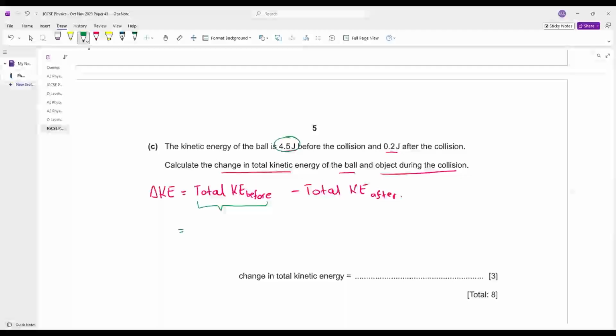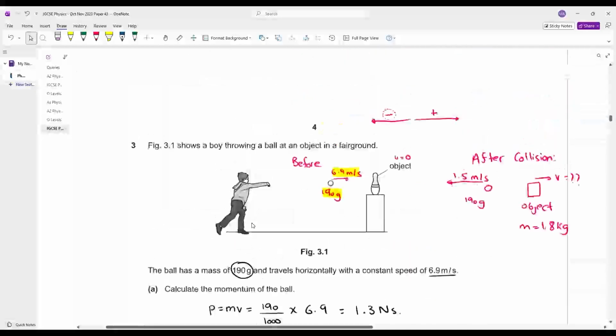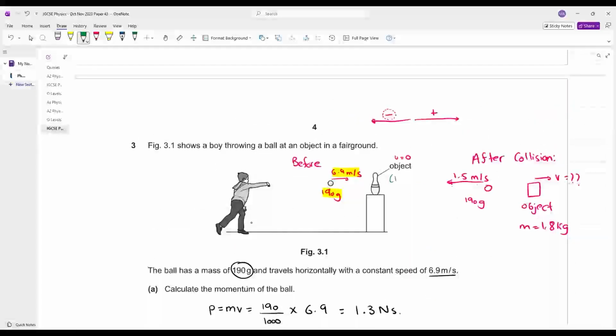Beta, can you realize the total kinetic energy before collision will only be equal to the kinetic energy of the ball? Why? Because before collision, the object has a velocity of zero. That means before collision, the kinetic energy of the object is zero.